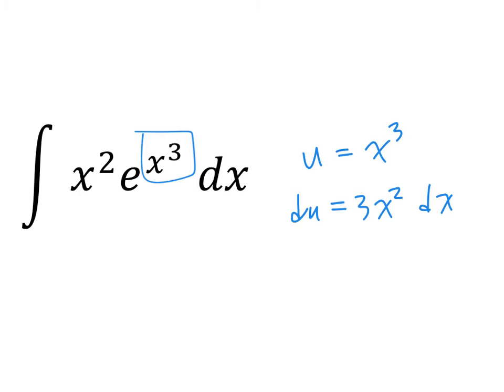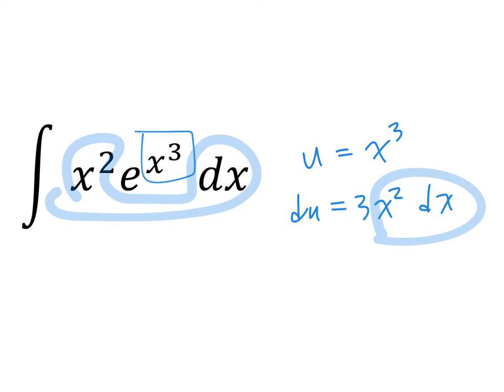I have to make a 3, or I need to make it match, right? So it doesn't match right now. x squared dx, I just want this part. You divide by 3. So this becomes 1/3 du is x squared dx. Whatever constant I don't want, I divide it out on both sides of dx and du so that when I plug it back in, it matches exactly.